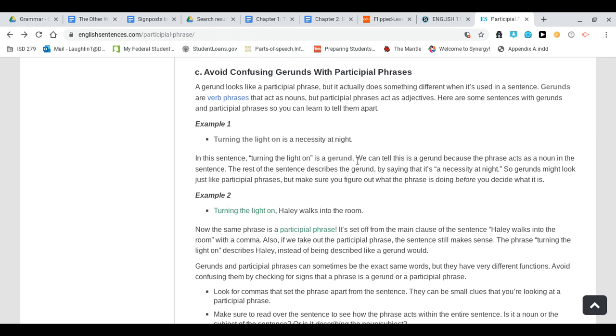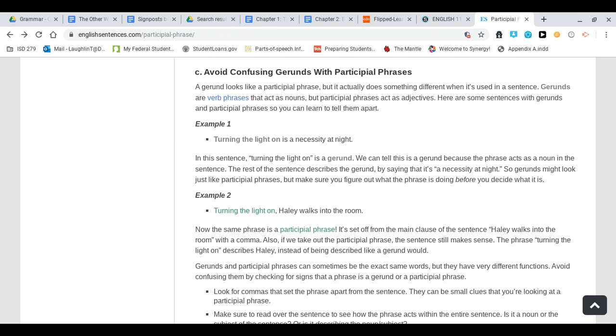Like it says here, we can tell this is a gerund because the phrase acts as a noun in the sentence, and then the rest of the sentence describes the gerund. And the rest of the sentence would be this part that I'm highlighting, is a necessity at night. This can be confusing. Gerunds are confusing just inherently.